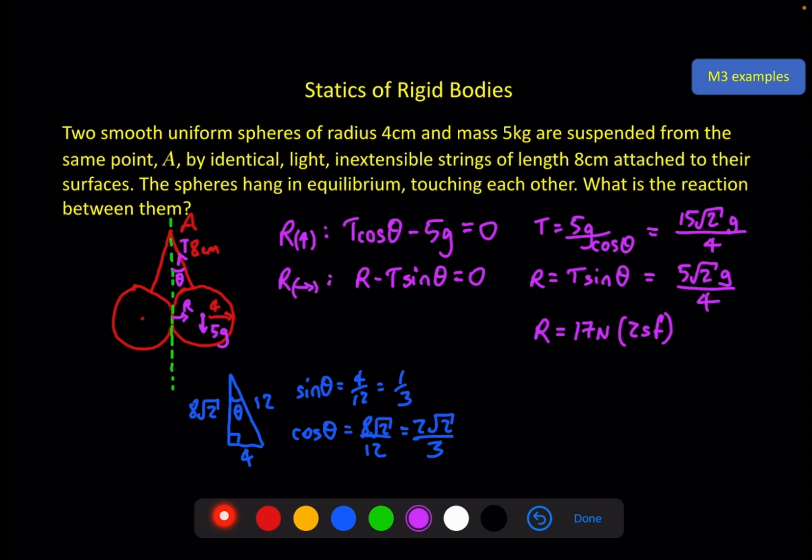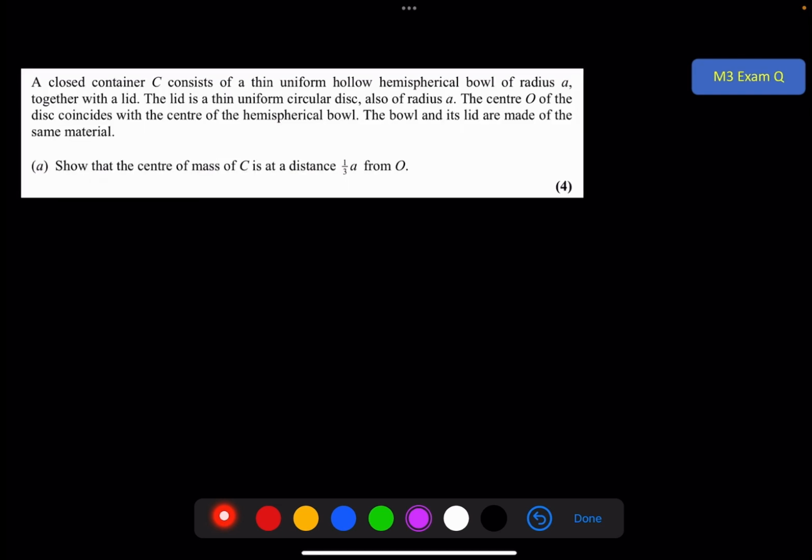To finish the video, a quick exam question. A closed container C consists of a thin, uniform, hollow, hemispherical bowl of radius a together with a lid. The lid is a thin, uniform, circular disc, also of radius a. The center of the disc coincides with the center of the hemispherical bowl. The bowl and its lid are made of the same material. So we've got a hemispherical bowl, radius a, with a lid that's a circular disc.